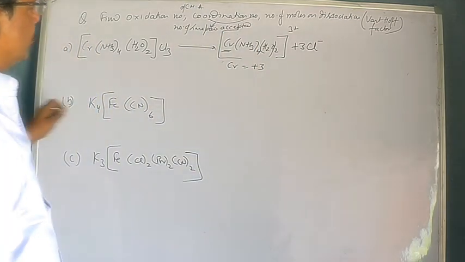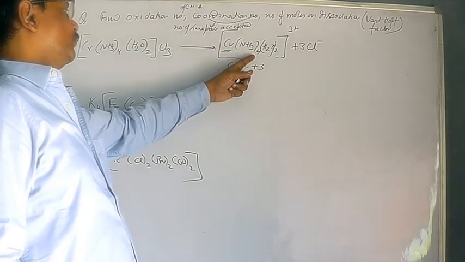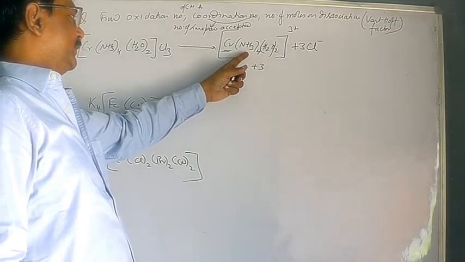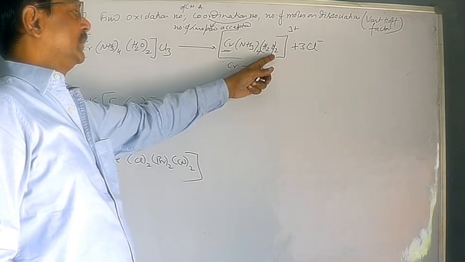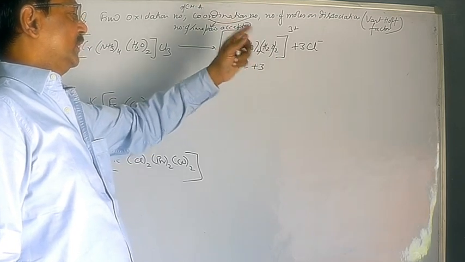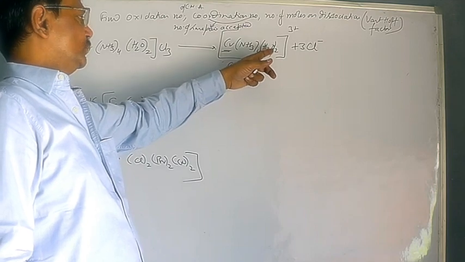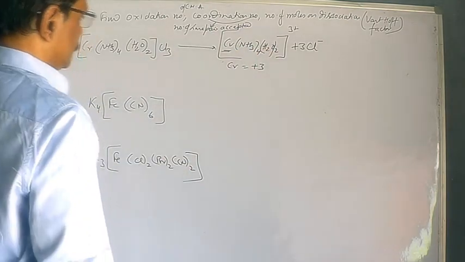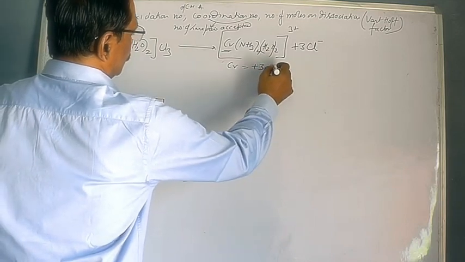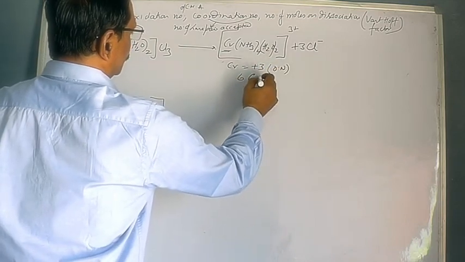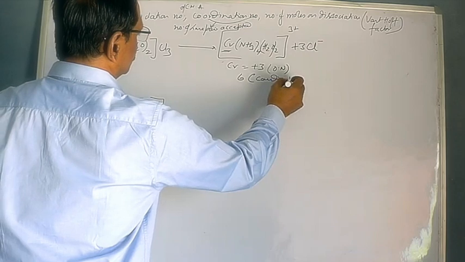So class, we know that ammonia will donate 1 lone pair. So there are 4 ammonias. So 4 lone pairs will be donated by ammonia and 2 lone pairs will be donated by water. Class, water donates only 1 lone pair. So there are 2. So 2 and 4, that gives you 6. 6 lone pairs are donated to chromium. Therefore, this was your oxidation number and 6 is your coordination number.